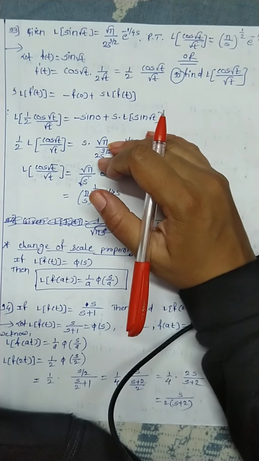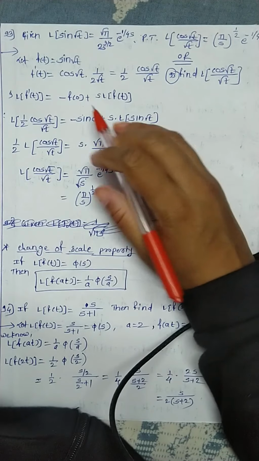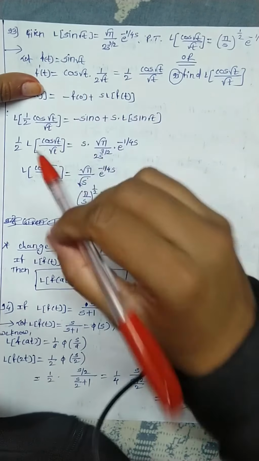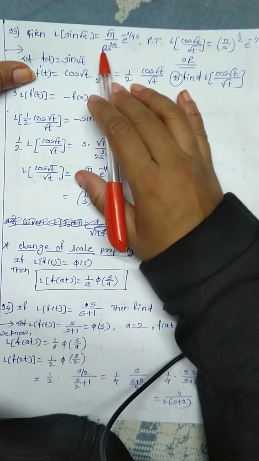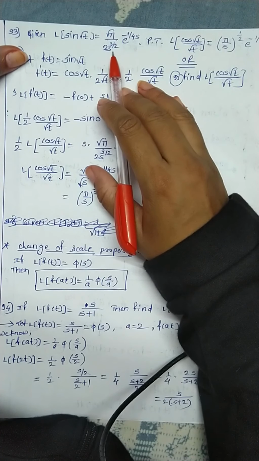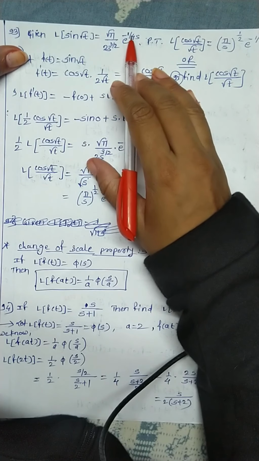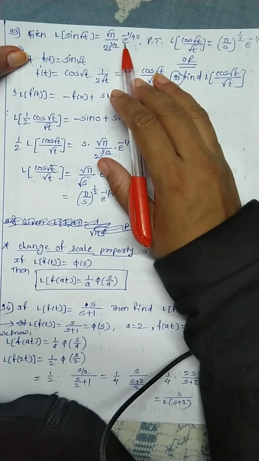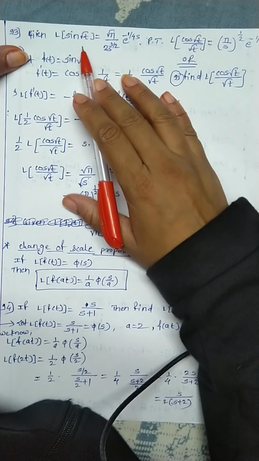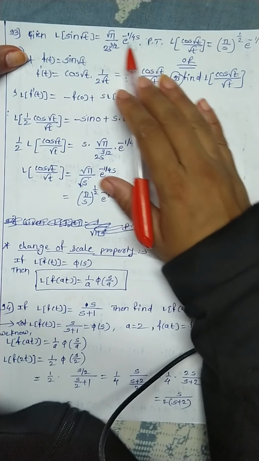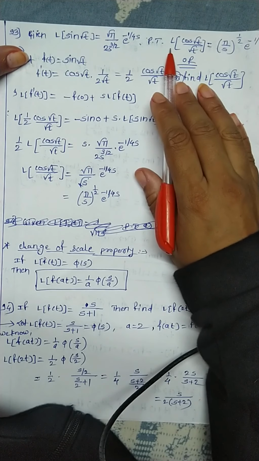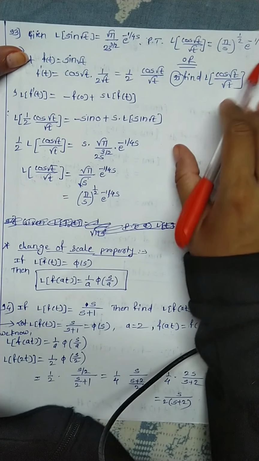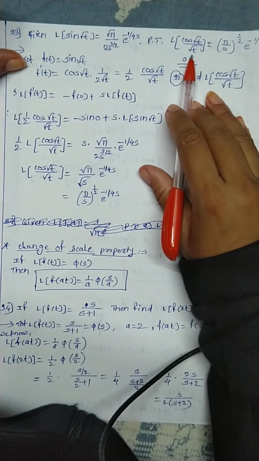Let us see the next example. Example 93. Given: Laplace of sin root t is equal to root pi upon 2 s raised to 3 by 2 into e raised to minus 1 upon 4s. This is the given thing. What is given? Laplace transform of sin root t is given. What we have to prove? Prove that Laplace transform of cos root t upon root t is equal to this term. We have to find this using the given.